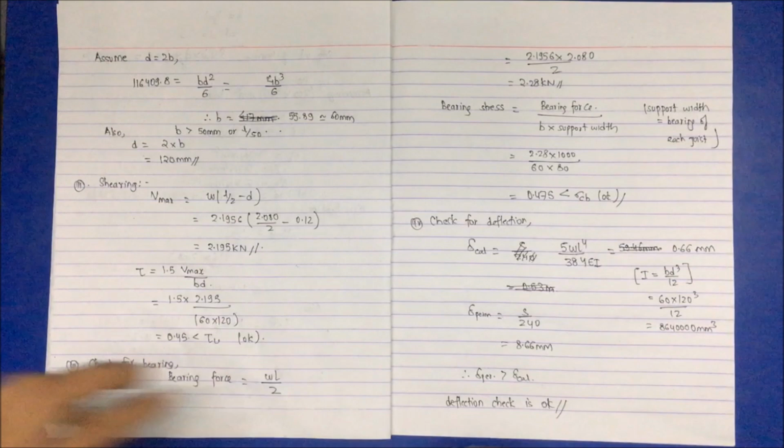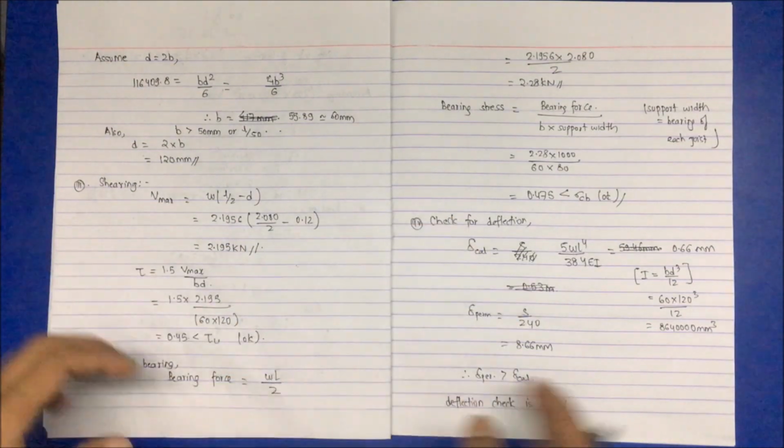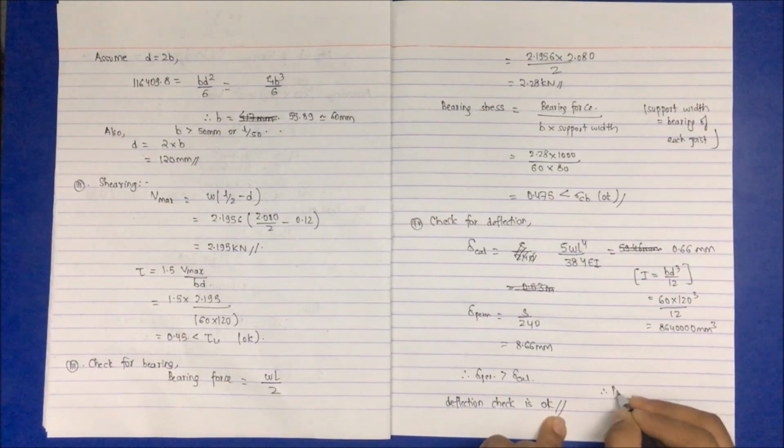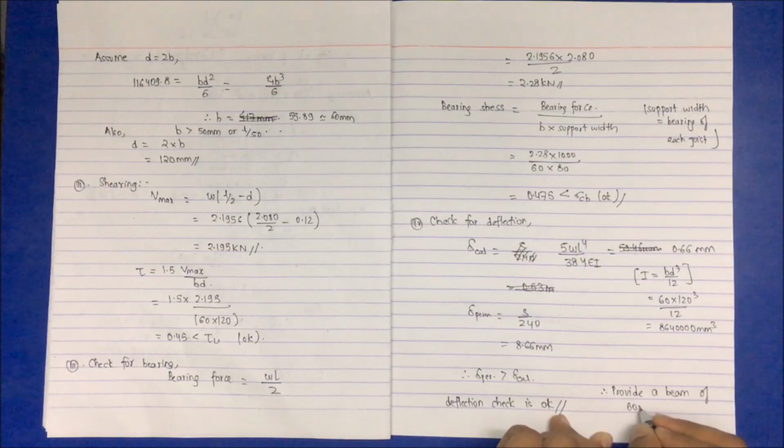So deflection check is okay. In this way the checks for various components have been done. So you can provide a beam of 60 into 120.